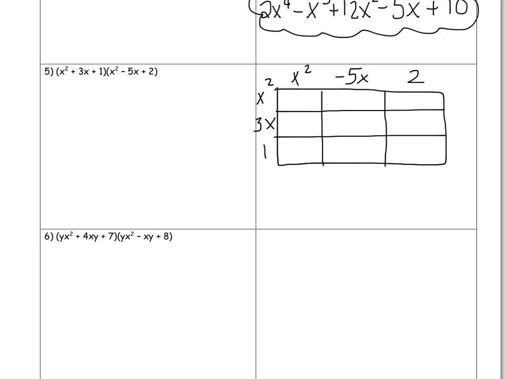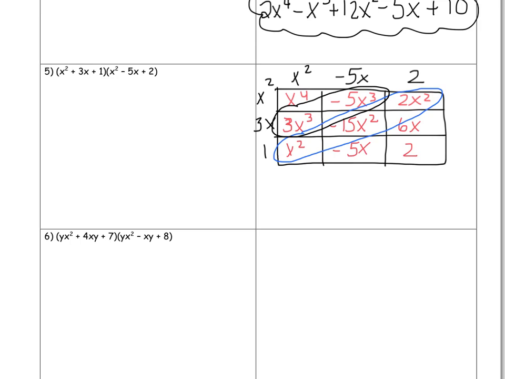Alright, here are your answers. You should be getting x to the 4th, negative 5x to the 3rd, 2x squared, 3x to the 3rd, negative 15x squared, 6x, x squared, negative 5x, and 2. So now let's check out our diagonals. Look at this. All of these are x squareds. It works out nicely. These are x to the thirds. And here are your x's.